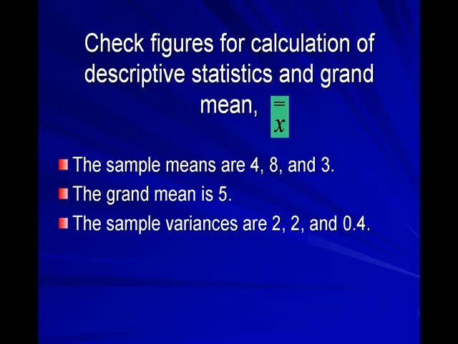And then the variances are 2, 2, and 0.4. Make sure when you're doing the calculations on these that you don't take the square root. These are variances, not standard deviations. Make sure you divide by n minus 1 for each group.